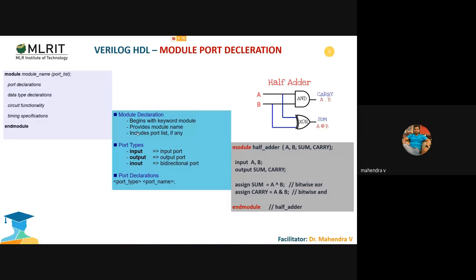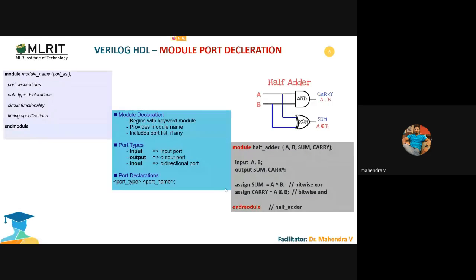Now if you want to declare the ports, we can follow this. Look at this: input, output, inout. There are three kinds of ports you could see in any system: input port, output port, or input-output, that is a bidirectional port. Now this is the format we follow to define the ports. Look at this port declaration: port type and port name. So what type of port? That depends on this one.